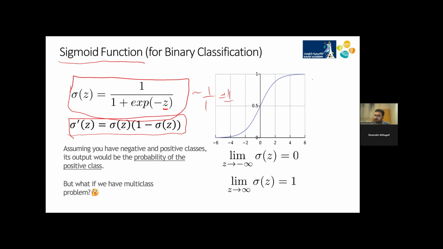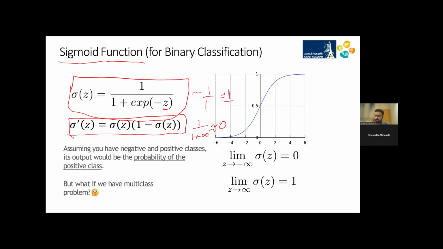Similarly, it's the case for a very small value. For example, if we have z equal to minus 1000, then minus 1000 with a negative sign would be positive 1000. And if we take the exponent, it would be a very large value. So 1 plus some very large value, so this thing would actually be closer to 0, right?